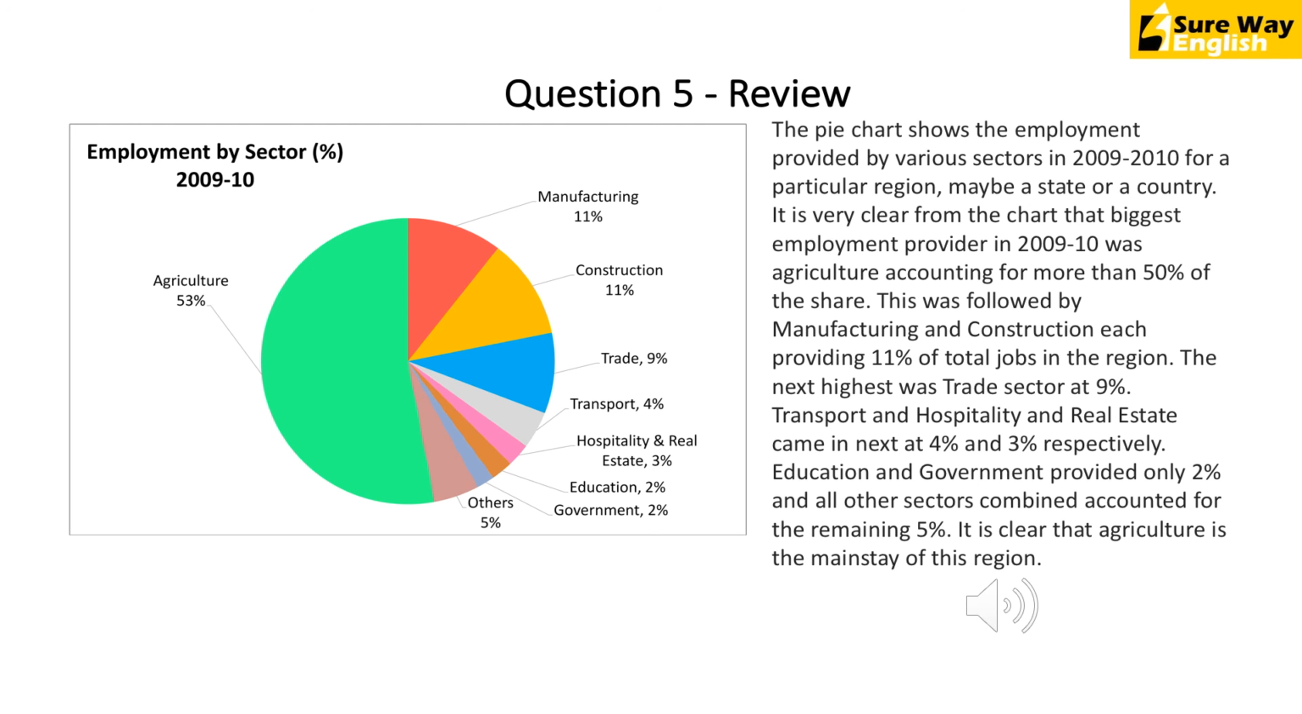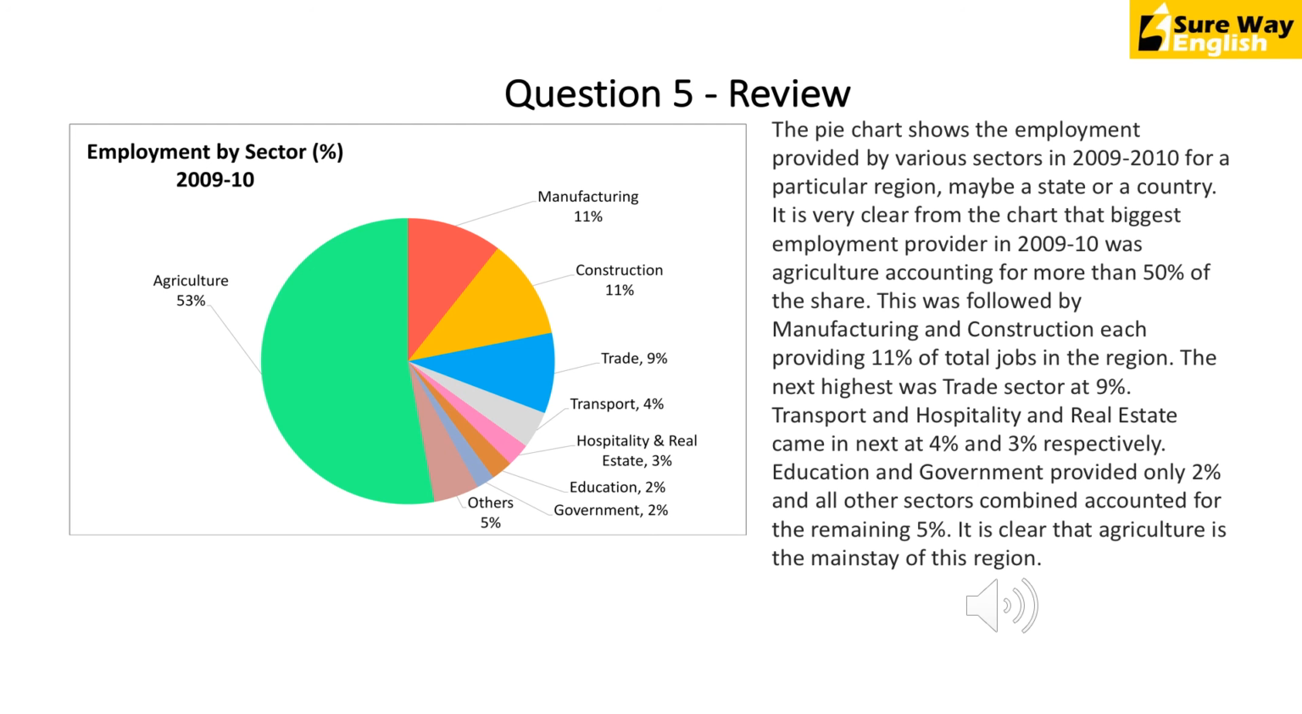The next highest was trade sector at 9%. Transport and hospitality and retail came in next at 4% and 3%. Education and government provided only 2%. And then others in the graph says 5%. So instead of just saying others, you will say, and all other sectors combined accounted for or provided the remaining 5% jobs. Now quickly, you can try to draw a conclusion.